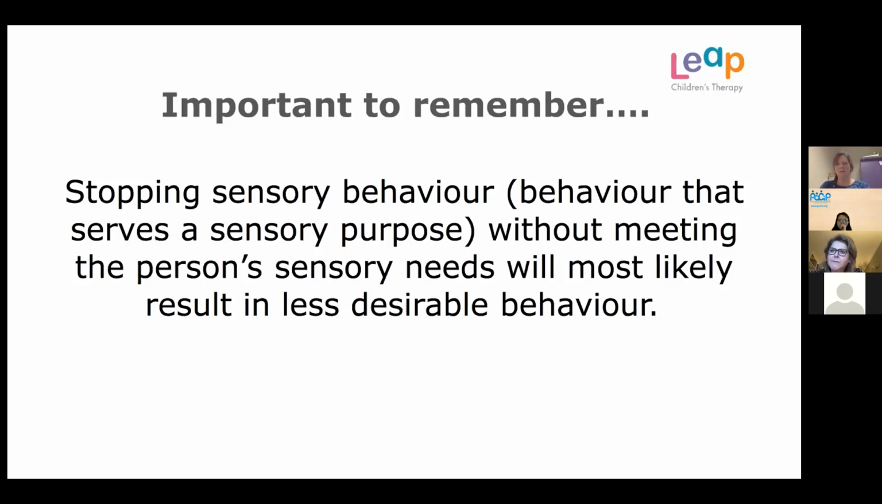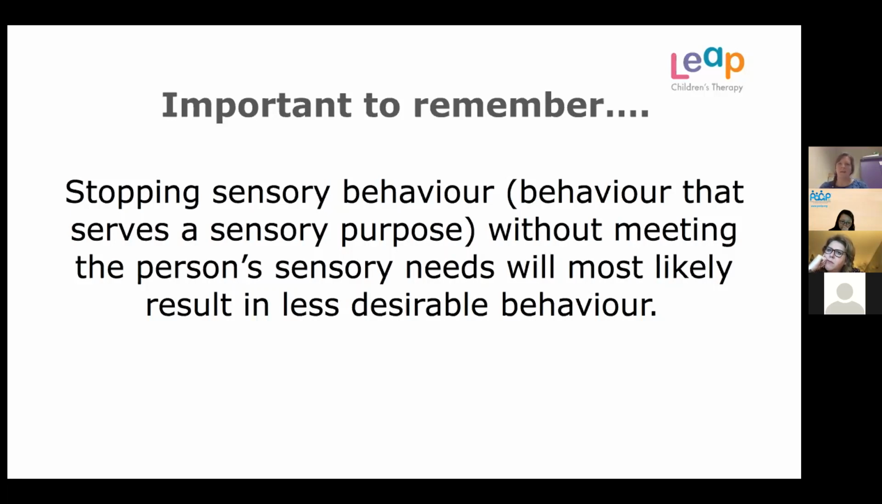So if you stop that behaviour happening and the child still needs that input, whatever it might be, they're going to find another way of doing it. And that might be less desirable than what they were doing in the first place. So we need to really think of that and give appropriate strategies. If the child has got a sensory need, we need to allow them to fulfil that need and engage in whatever activity, and we might need to shape it a little bit to be more appropriate for the situation.